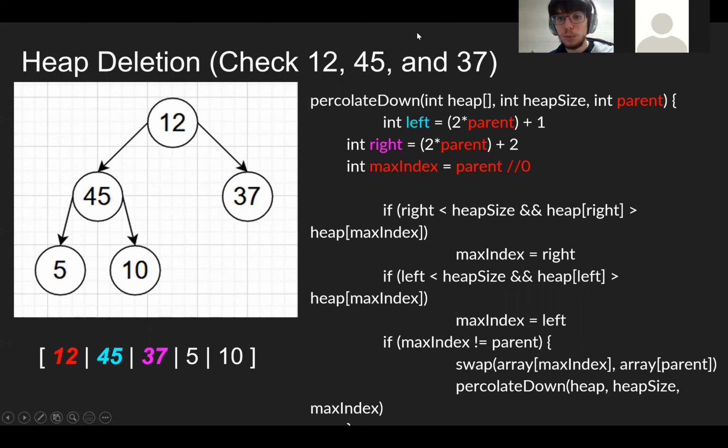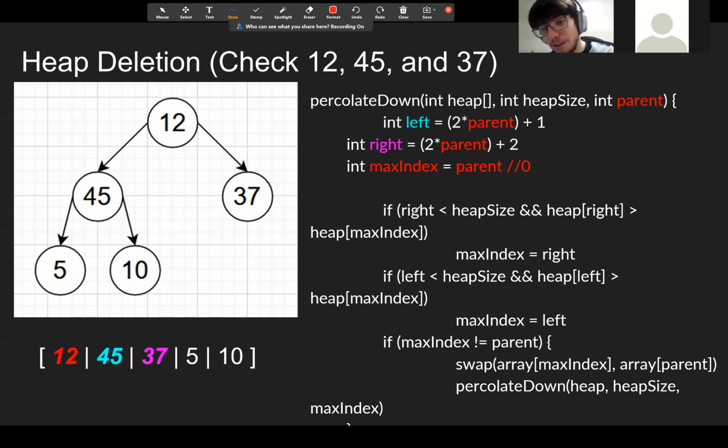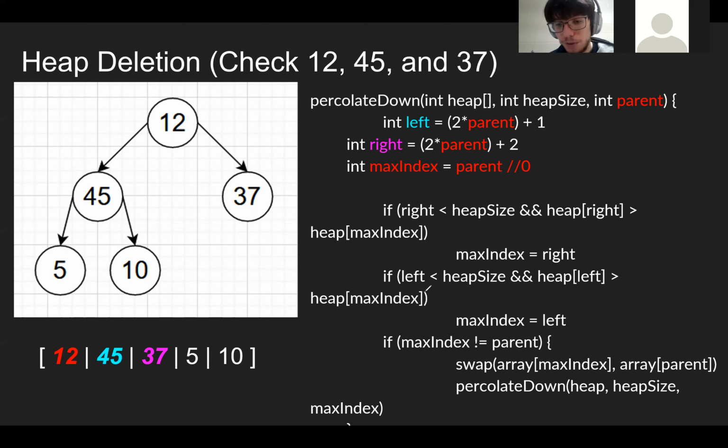So we have these cases, right? If heap right is greater than heap max index, and if heap left is greater than heap max index. The first part of the if statement is just there to make sure we're still in balance. And if we are, then we check is left greater than, is right greater than.